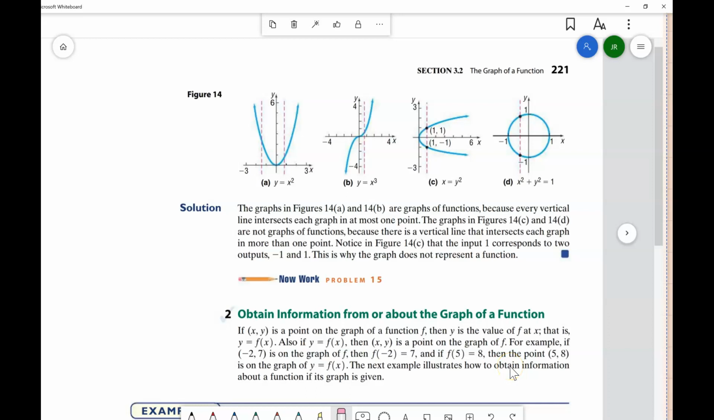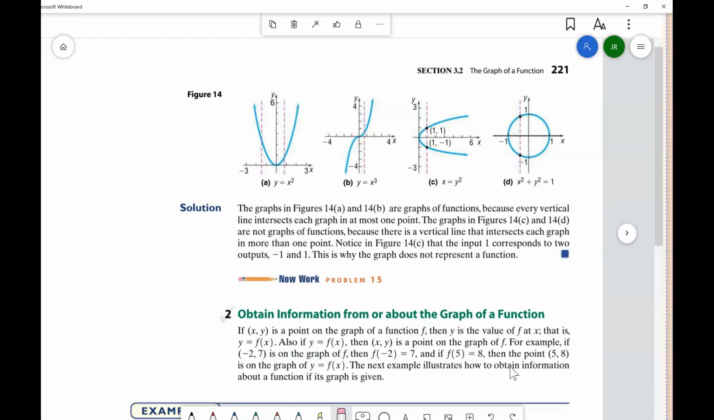Hello, Math 109 students. Section 3.2 is about the graph of a function. We began to introduce functions and learned a lot of things about functions in 3.1. 3.2 is focused on a particular way to display a function, that is with a graph. It's not the only way, but it's certainly an important way.